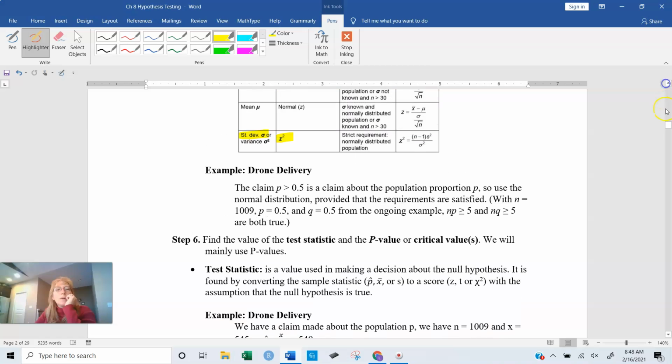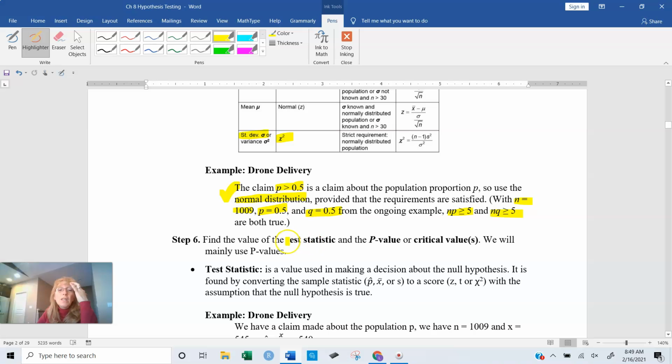Okay, we have 0.5 as the claim. We have n equals 1009, so how many people did we survey? We have p equals 0.5, that is my true ones, and q equals 0.5, that's just my false ones. Remember, it has to be a normal distribution, which it is, and np and nq both have to be greater than 5, which they are. So our requirements are met.